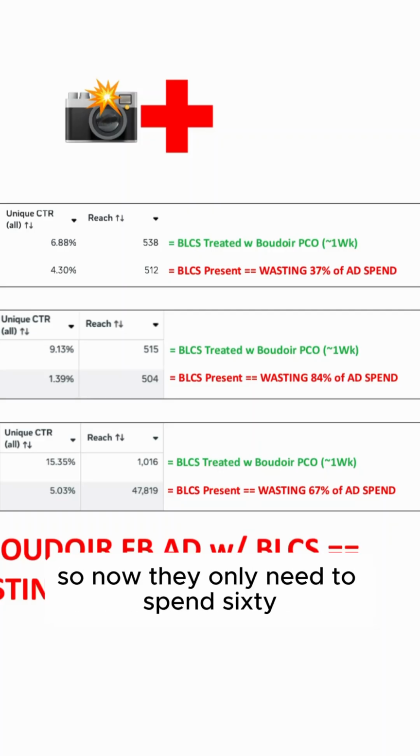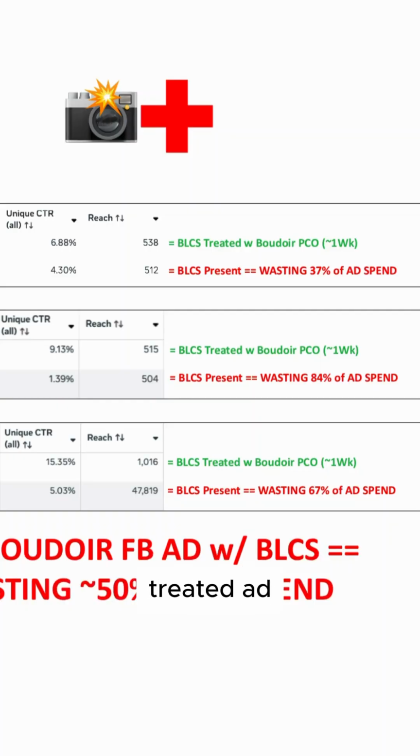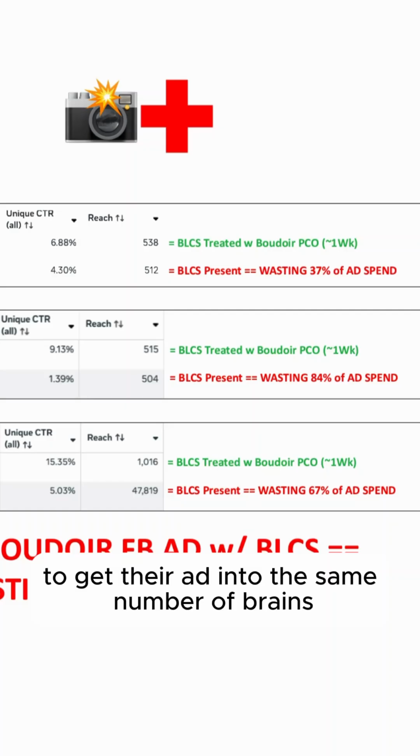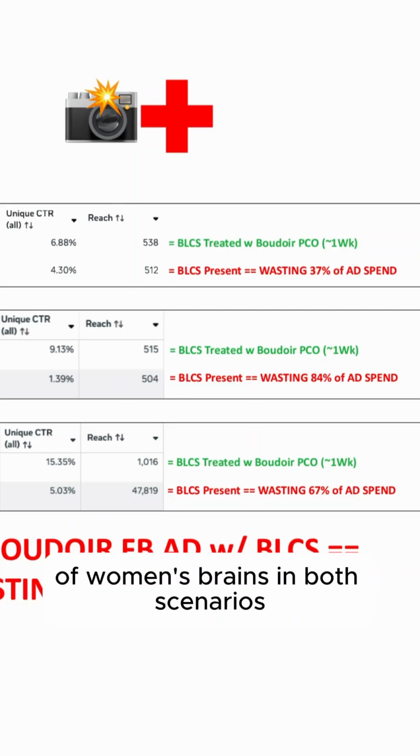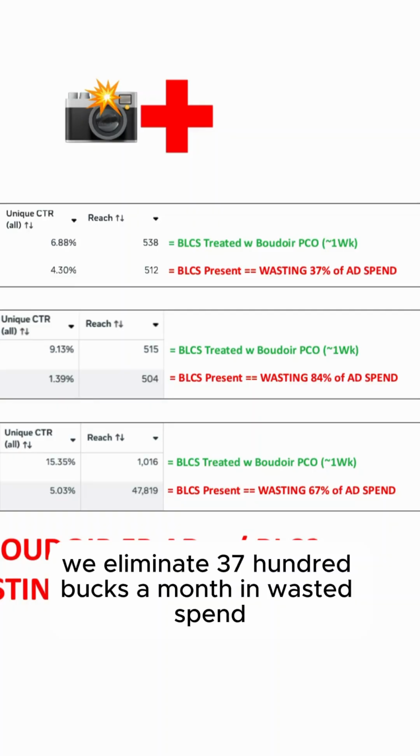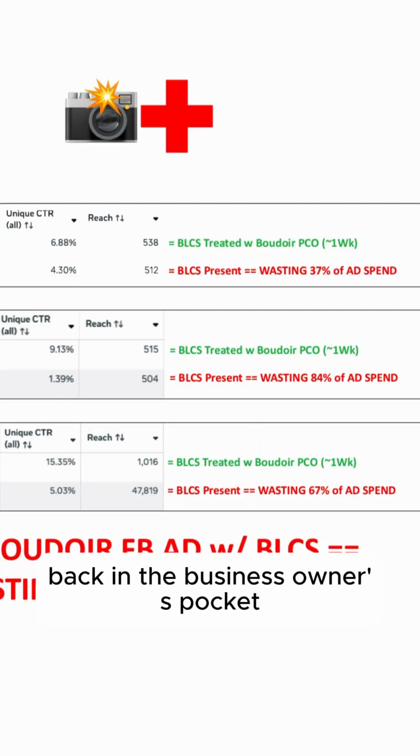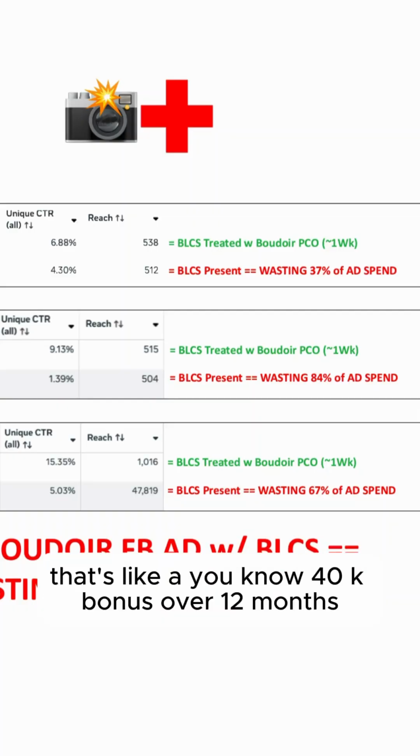So now they only need to spend 6,300 bucks a month with the Boudoir Pico treated ad to get their ad into the same number of women's brains in both scenarios. So we eliminate 3,700 bucks a month in wasted spend, back in the business owner's pocket, back in the Boudoir photographer's pocket. That's like a 40K bonus over 12 months.